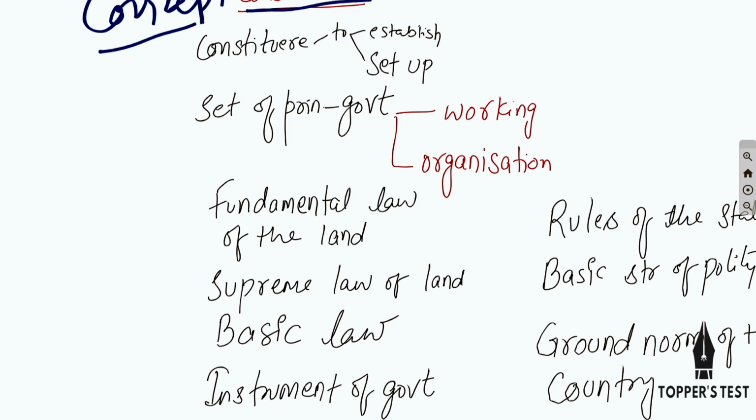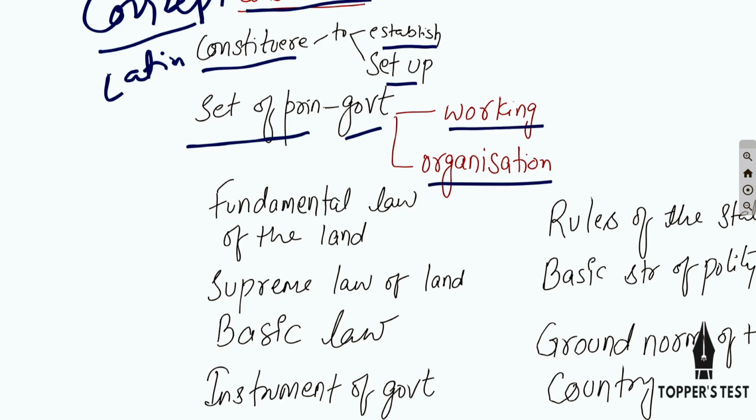What is the Constitution? The meaning of Constitution is from the Latin word constituere, which means to establish or set. So what is a Constitution in broader terms? It is a set of principles for government. It tells how the government is working and how a government will be organized.